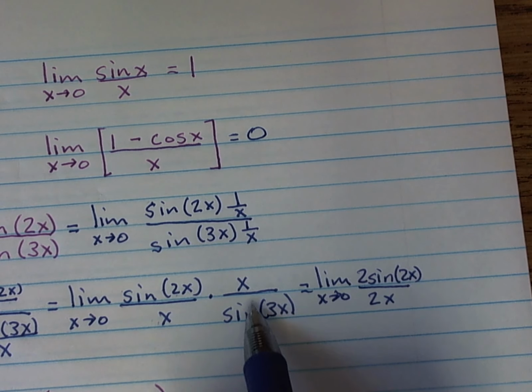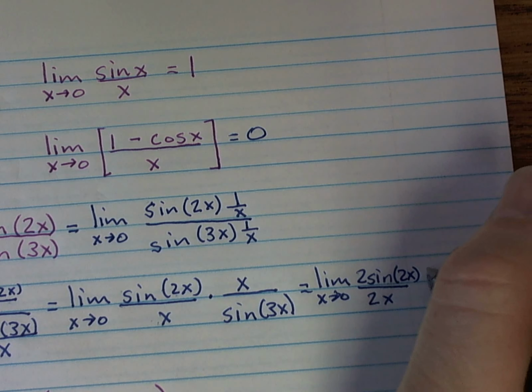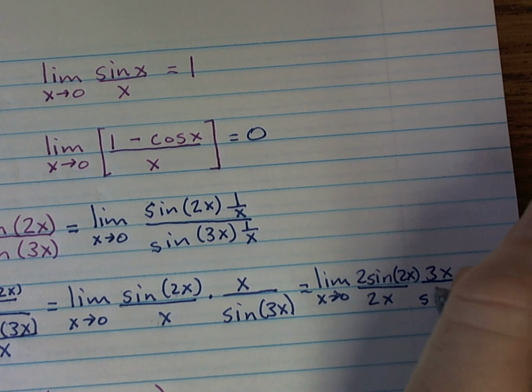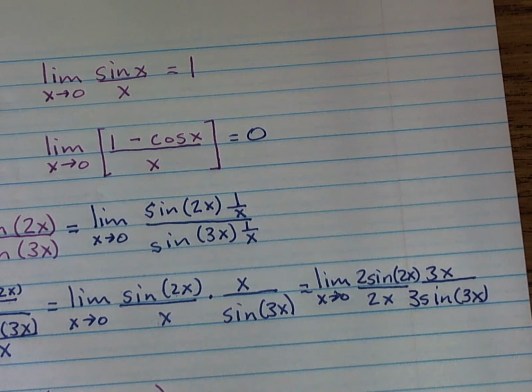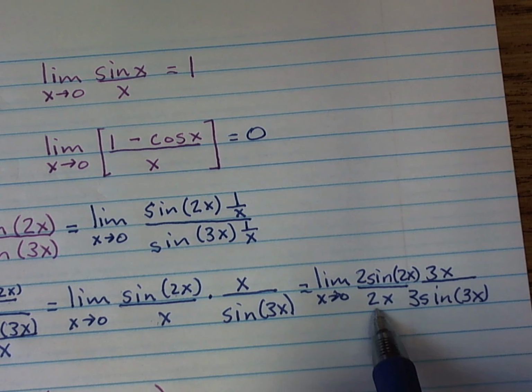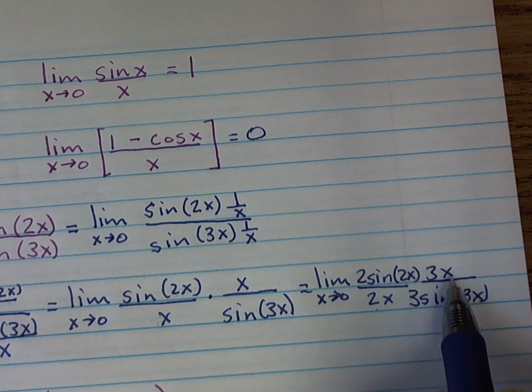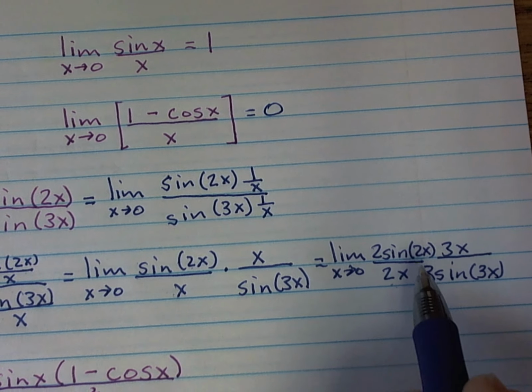Then I'll do the same thing for this one. I'll multiply the top and the bottom of this one by 3. So I've got 3x over sine 3x. Well, there's a 3 down here as well. Now this is a little sloppy here on the end, but you can see what I've got: 2 sine 2x over 2x, and 3x over 3 sine 3x. So we're doing some tricks here.